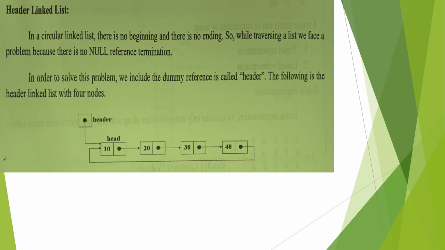These are all four types of linked list. First one is the single linked list, second one is the double linked list, third one is the circular linked list, fourth one is the header linked list. And this is the end of the first unit. Thank you for watching. Next unit is about stacks.